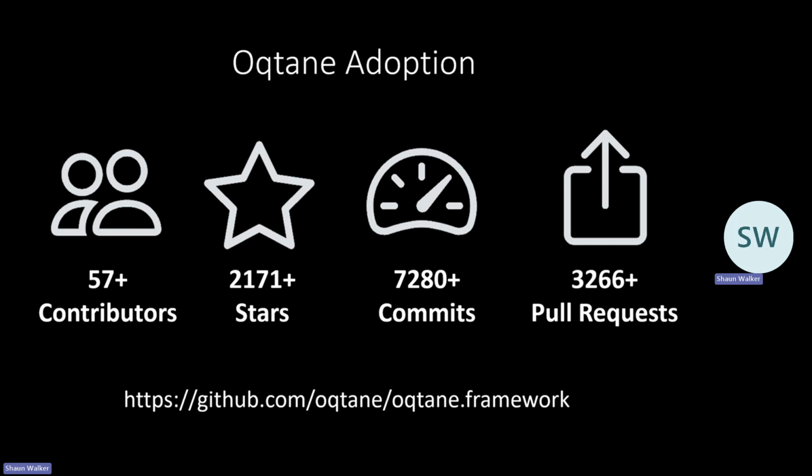The .NET Foundation tracks the monthly activity of open source projects that are part of the foundation, and keeps track of these different metrics. Usually Oqtane is in the top 5 of most active projects within the .NET Foundation. And that speaks to how much actual work and investment is going into this product to improve it over time.